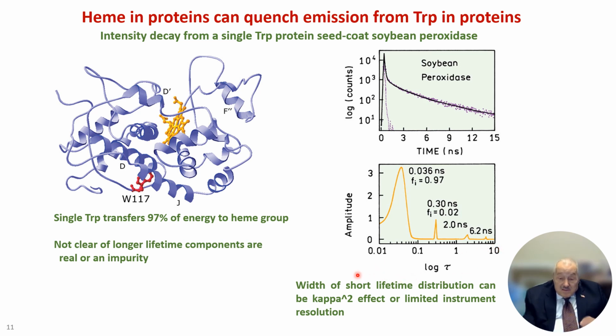So what do you do with this? My initial response would be it's probably an impurity, ignore it. Another possibility, it's due to the kappa squared effect that we discussed for energy transfer, where transfer can be affected by the orientation of the transition moments between the tryptophan and the heme. But in my opinion, these are just short correlation times, short amplitudes in the decay time that probably have nothing to do with the protein itself, but are rather impurities.